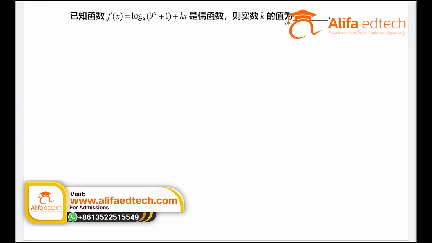Today we're looking at even and odd functions related to logarithms. Logarithmic functions themselves aren't even or odd, but composite functions involving them can be. Let's take a quick note of their characteristics.